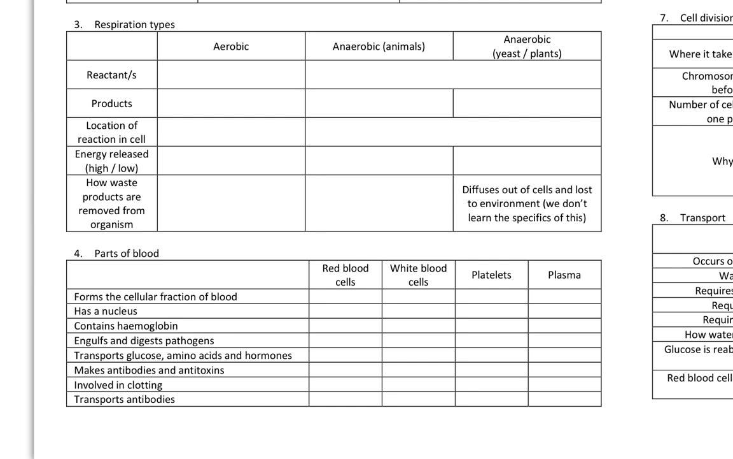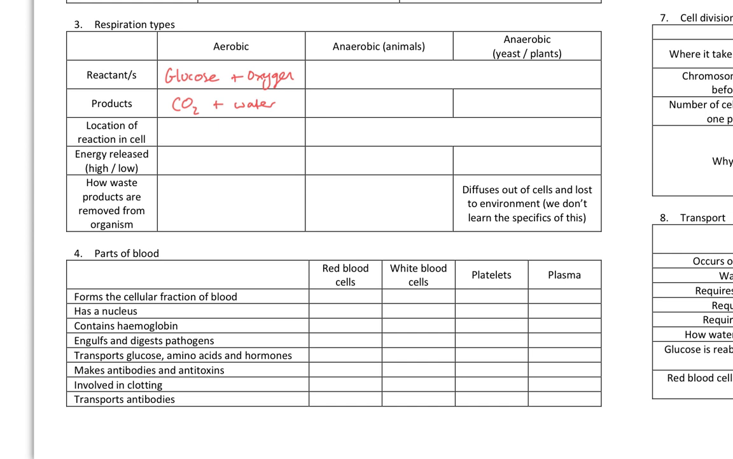Then we're on to respiration types. So we've just done the reactants and products, so let's do it again quickly. I'm going to do it in words this time. Glucose plus oxygen. And the products are, I'm going to do the shorthand for CO2, plus water.